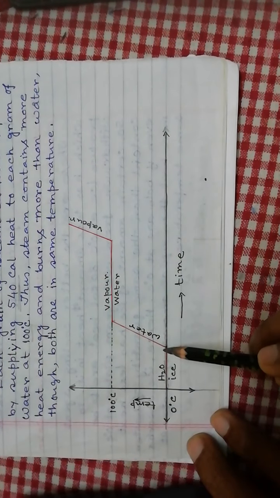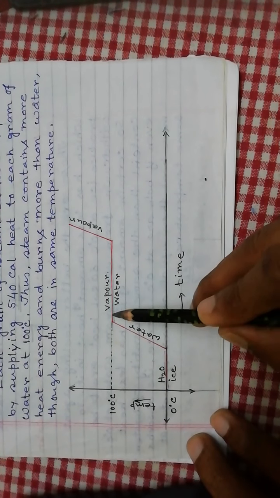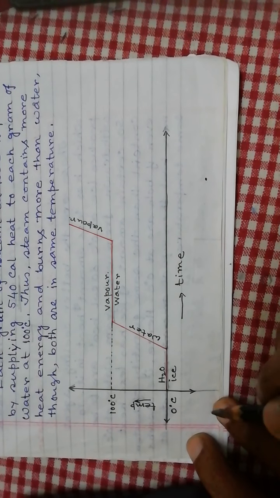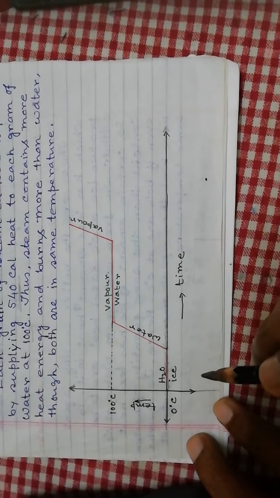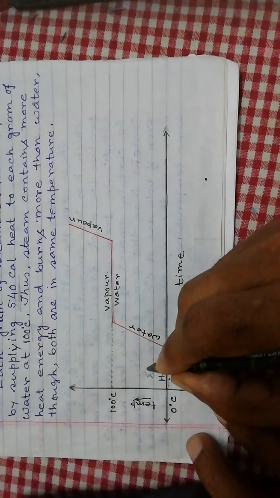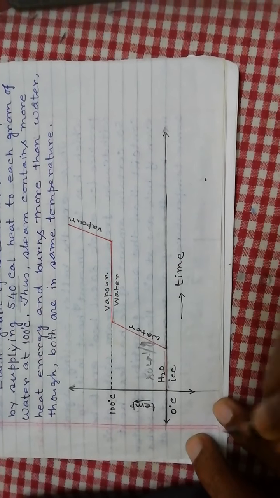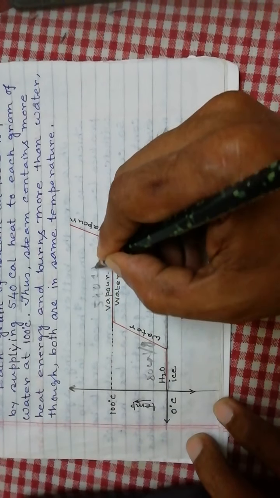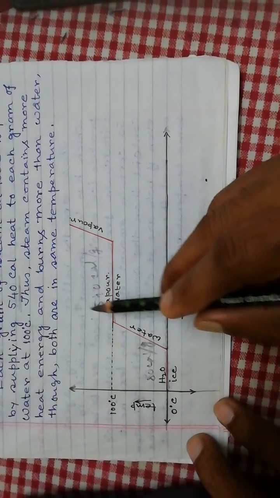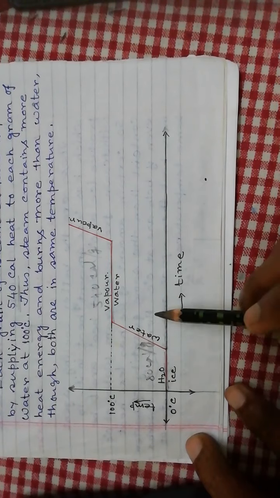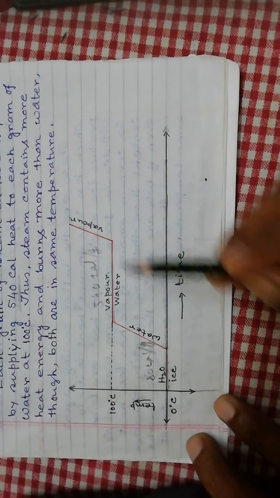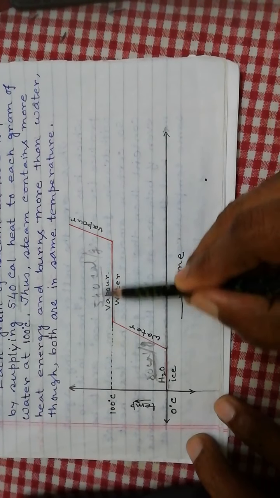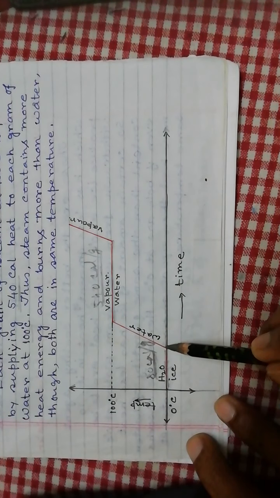Here this is the state change, and here the state change. It is the state change of fusion and the state change of vaporization. We know that the specific latent heat of fusion of ice is 80 calorie per gram, whereas the specific latent heat of vaporization of water is 540 calorie per gram. That means it is more than this. So when you draw this graph, this portion will be bigger than this portion, because here the latent heat is 80 calorie per gram, here it is 540 calorie per gram, so it will be bigger in size.